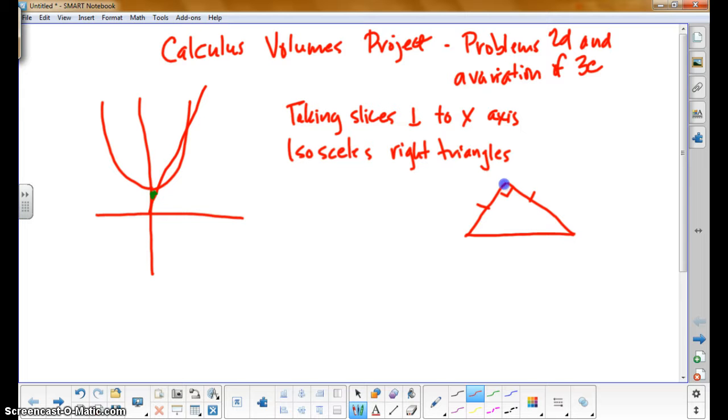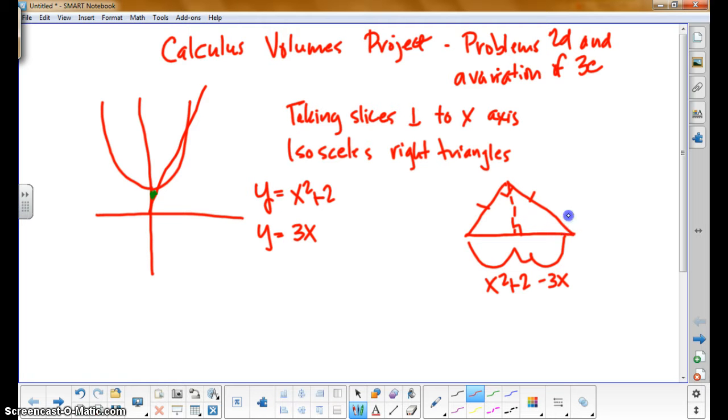Okay, so the distance between the two curves, our two curves are y is equal to x squared plus 2 and y is equal to 3x. So this distance between the top of the curve and the bottom of the curve is x squared plus 2 minus 3x. So we need to know what the area of these triangles is, and if we split those in half, then area is equal to 1/2 base times height.